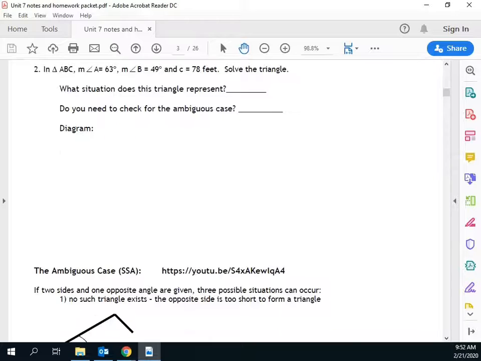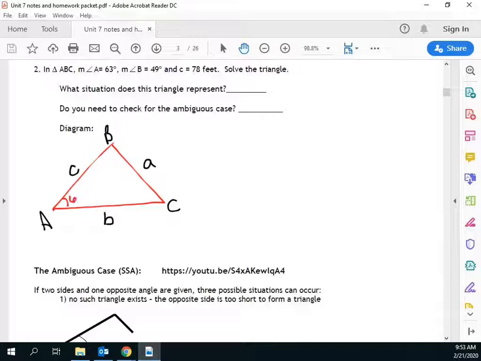Another example. Number 2. So another angle side scenario again. And so angle A is 63, B is 49, and C is 78.